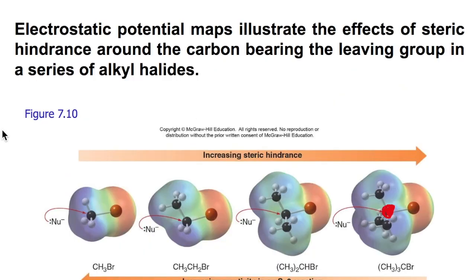Here you can see how these electrostatic maps show how the nucleophile is going to be more and more sterically hindered as we increase the size of the alkyl. So if we keep the bromine being the same for every single case, the nucleophile in the case of the simple methyl is much less hindered than it is on a primary, secondary, or tertiary alkyl halide.